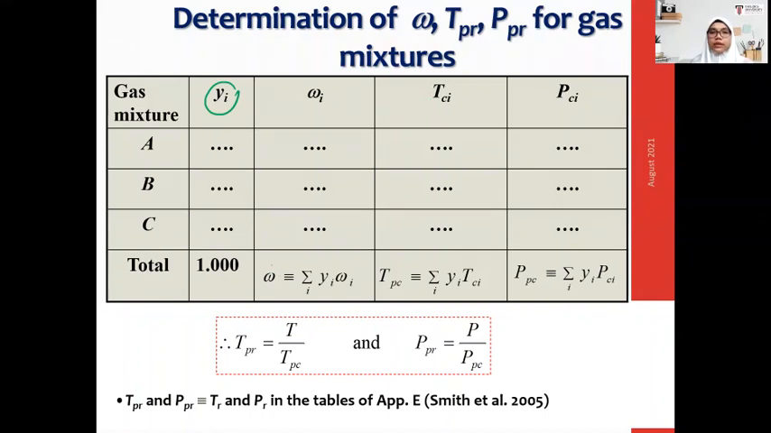Okay, the eccentric factor for the mixture can be determined based on the summation of the composition of each component times the individual eccentric factor for the gas here, and the same goes for the critical temperature and pressure.